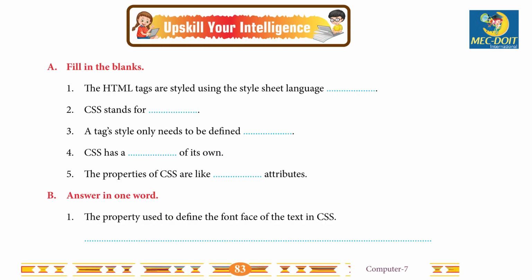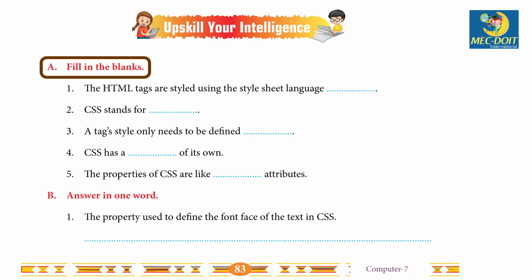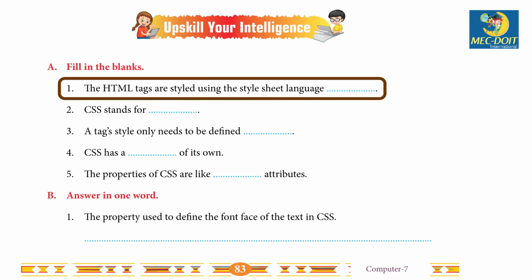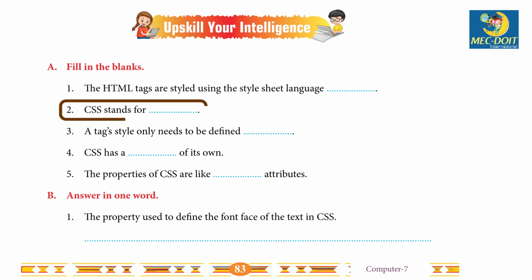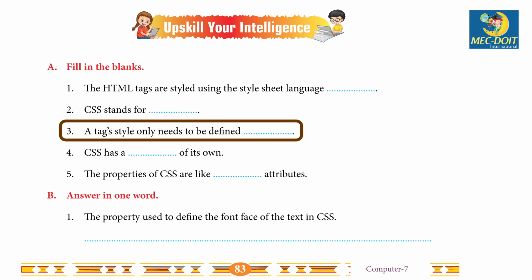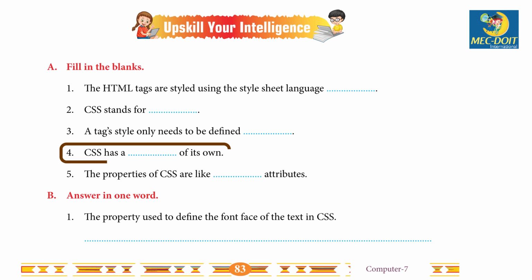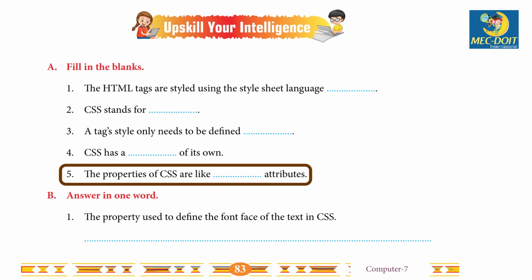Upskill your intelligence. A. Fill in the blanks. 1. The HTML tags are styled using the style sheet language dash. Answer: CSS. 2. CSS stands for dash. Answer: Cascading Style Sheet. 3. A tag style only needs to be defined dash. Answer: once. 4. CSS has a dash of its own. Answer: syntax.